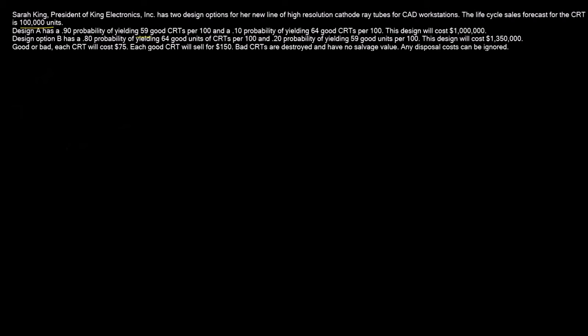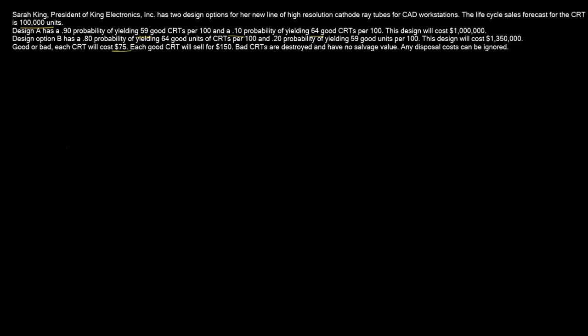The first design, A, has a 90% probability of yielding 59 good units. Alright, so that means that it's going to yield 41 bad units per 100, and a 10% probability of yielding 64 good units per 100. This design will cost $1 million. Design B has an 80% probability of yielding 64 good units and a 20% probability of yielding 59 good units per 100. This design will cost $1,350,000.